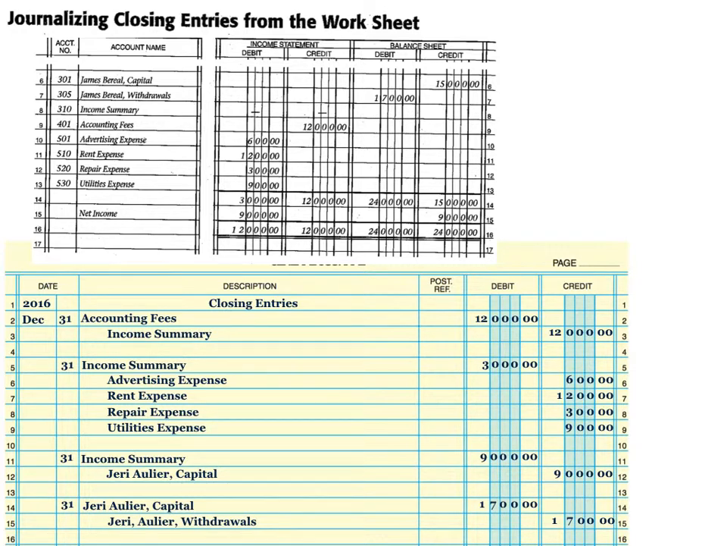Our next step, again, we look at the income summary. We're going to take the income summary and transfer it to capital. Our total income summary now is $9,000. We can see this on the worksheet as net income or net loss. In this case, we have a net income. Net income is listed in the debit column, so we know that we're going to list that income as $9,000 in the debit.